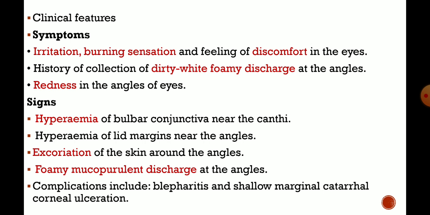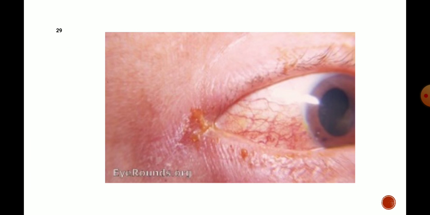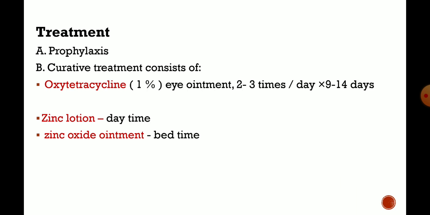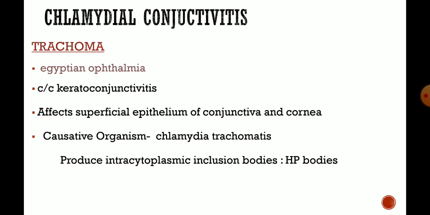When you look, you can see near the angles there is hyperemia, mucopurulent discharge, and excoriation of skin. All this you can see near the angles. Okay. So it can cause marginal corneal ulceration, it can cause blepharitis. So treatment is zinc ointment and antibiotics.